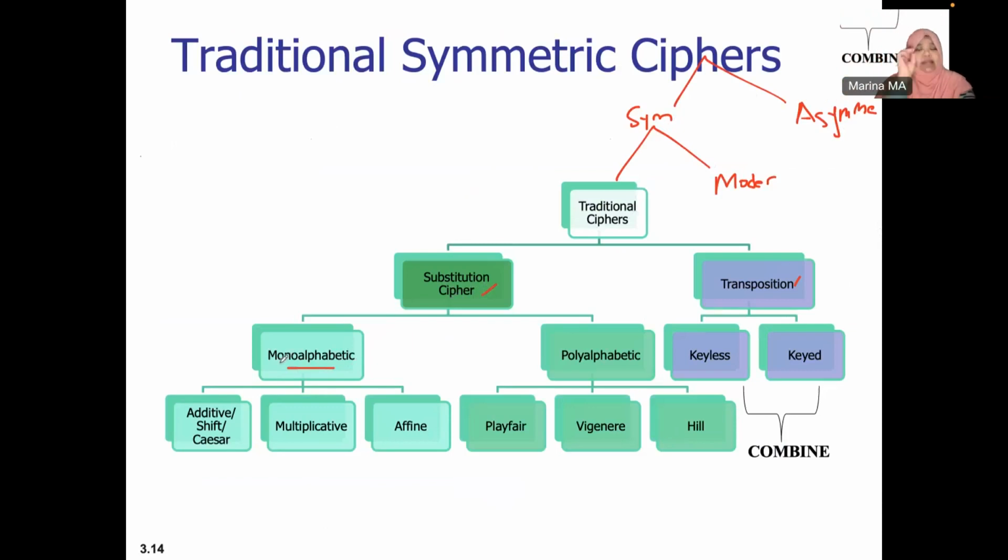Under monoalphabetic, there are three different techniques. One is the Caesar cipher, not Caesar salad, it's the fasting month. Caesar cipher, or additive cipher, or another name is shift cipher. They are all the same. Then there's another one called multiplicative cipher and another one called affine cipher. So let us look at these three.